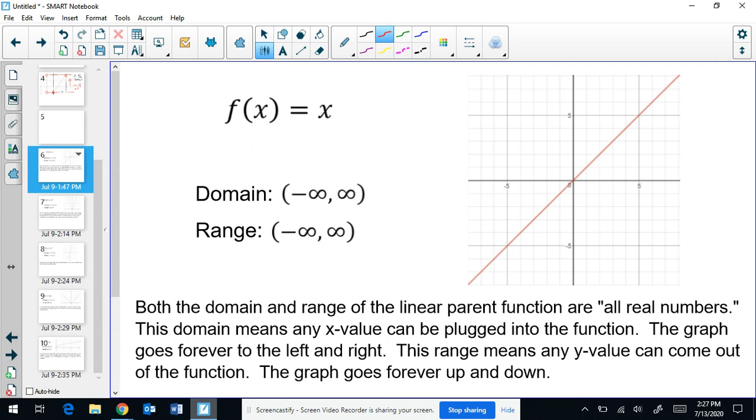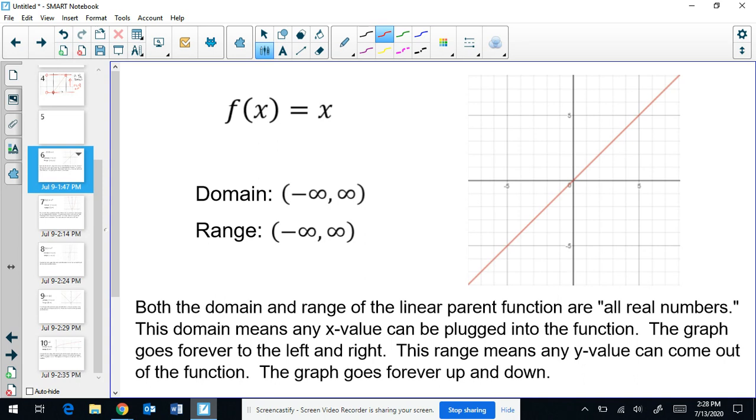So on this screen, I have the interval notation for the domain and the range of our linear parent function. Remember, interval notation is not an ordered pair. This is not the coordinate -infinity, infinity. X is not -infinity, y is not +infinity.